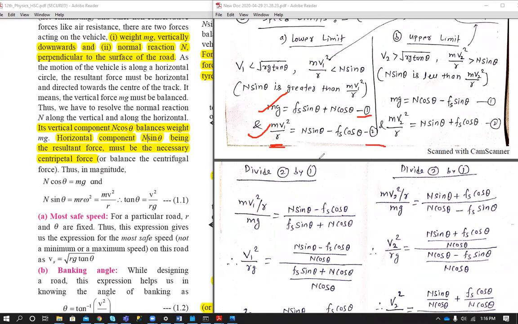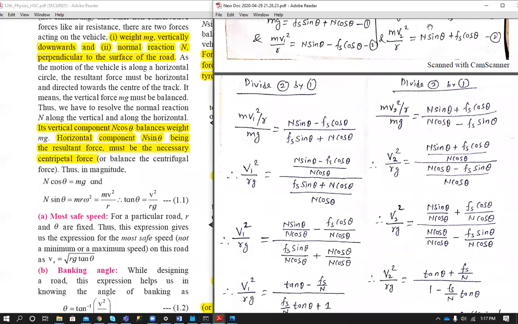So dividing equation 2 by 1, just divide, then let's solve this, this gets cancelled. In this derivation they have directly given the formula. I have solved all these to show how we get the final formula. So on dividing equation 1 and equation 2, you get this. The m gets cancelled, v square by rg, where v is v1 or v minimum, as it is a lower limit. We divided numerator and denominator by n cos theta.